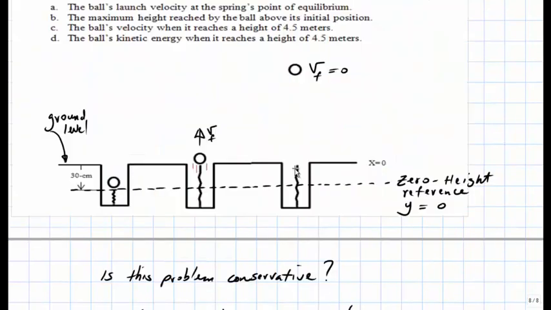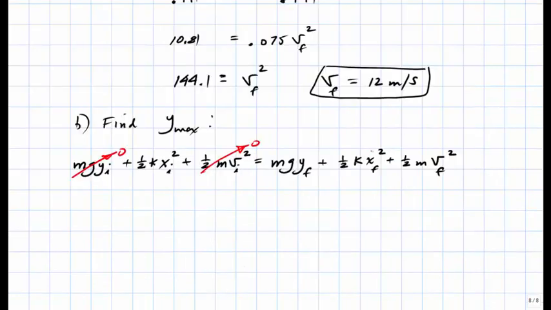As we noted earlier, when the ball reaches maximum height, the spring is relaxed, and therefore the spring term does disappear. And so we can zero this term out, and we can also zero out the kinetic energy term because at maximum height, the final velocity of the ball is 0. And so the guiding equation just looks like this. 1/2 k x initial squared will just equal mg y final.